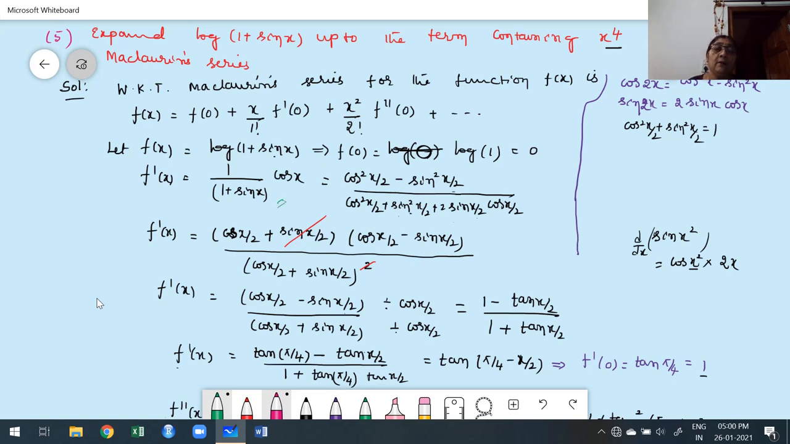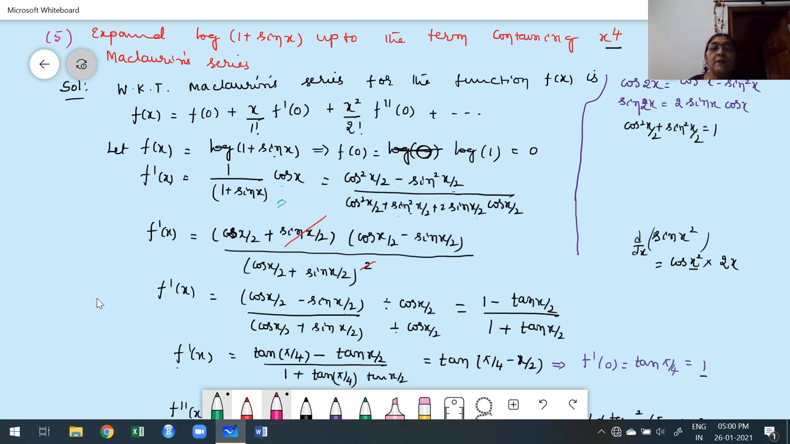You go for the quotient rule. Okay, that gives the second derivative, but I want to find up to the fourth derivative. From the quotient rule, finding the third and fourth is very tedious. Therefore, we are going to simplify using fundamental trigonometric relations.